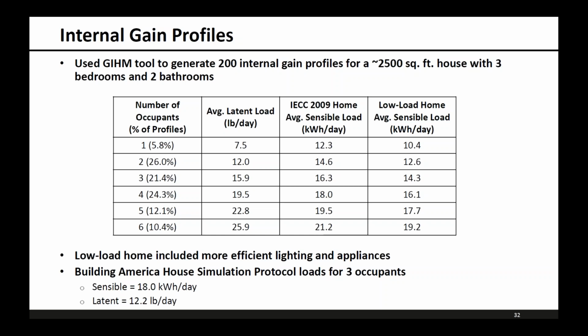And then on the latent load, the house simulation protocol has 12.2 pounds per day for a 3-occupant house, and we are averaging 15.9 pounds a day. So over 25% more moisture from the GIM tool outputs. And part of that is due to the number of sources that we're trying to capture with the GIM tool. It covers a little bit wider range than the house simulation protocol.